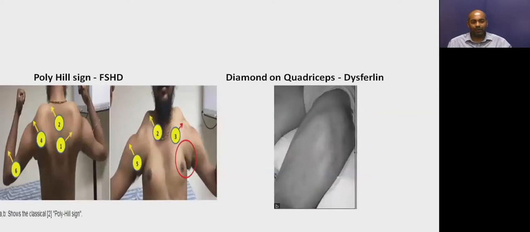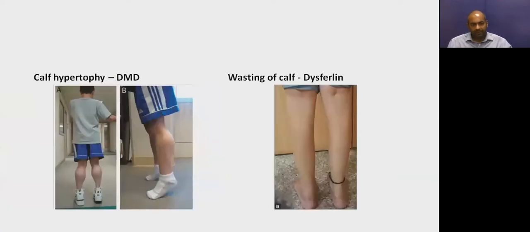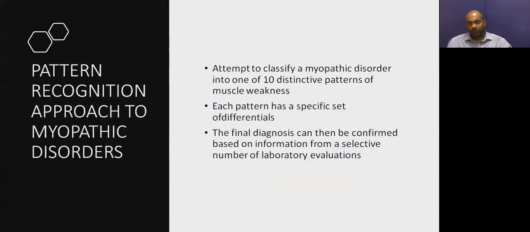Then the Polyhill sign. In the Polyhill sign, you can see different mounds of hypertrophic and atrophic muscles. This is seen in facioscapulohumeral dystrophy. The next one is diamond on quadriceps, where inside the quadriceps muscle itself some part is atrophied and some is hypertrophied. This is seen in dysferlinopathy. Calf hypertrophy is seen in Duchenne muscular dystrophy, and again wasting of the calf can be seen in dysferlinopathy. So inspection, palpation, and muscle examination can give you clues to the etiology.